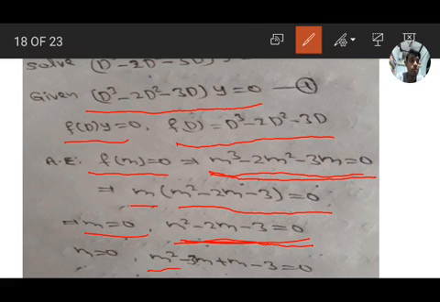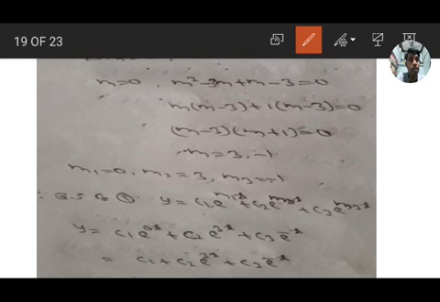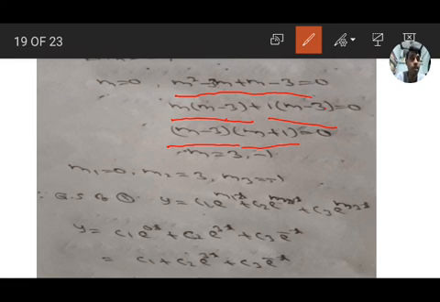We get factors: m square minus 3m plus m minus 3 equal to 0. Here m is common, here 1 is common. So m equal to 0, and m square minus 3m plus m minus 3 equal to 0. First m common, m minus 3; 1 common, m minus 3. So m minus 3 is common, that is (m minus 3)(m plus 1) we get. So m equal to 3, minus 1. So total 3 values: m1 equal to 0, m2 equal to 3, m3 equal to minus 1.